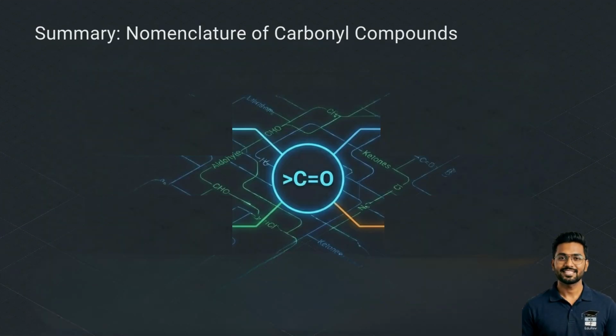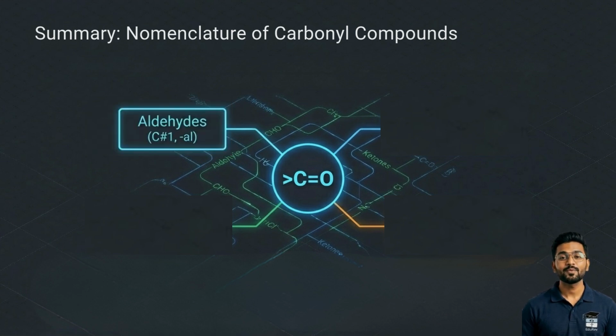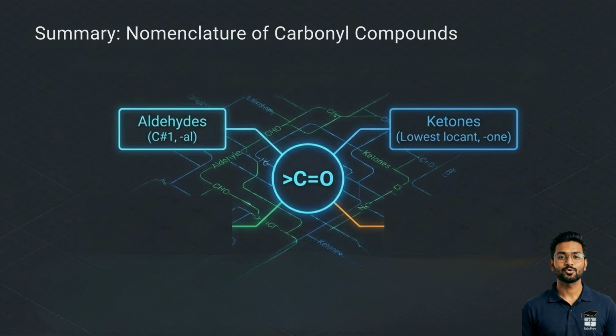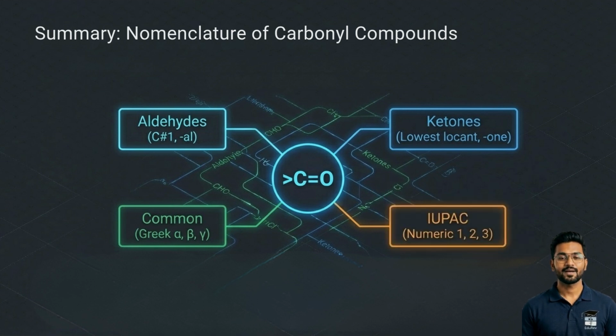Now the summary ties everything together neatly. Aldehydes are numbered from carbon 1 and use -al. Ketones use the -one suffix and get the lowest possible locant. Common names often use Greek letter notation like alpha, beta, and gamma. IUPAC naming stays numeric with 1, 2, 3, and so on. If you remember just this flow, you can handle most naming questions without confusion.